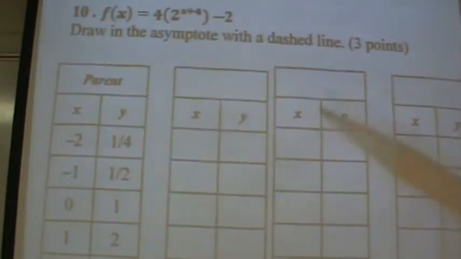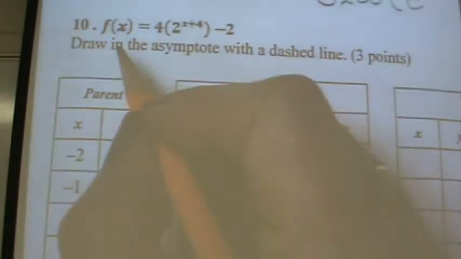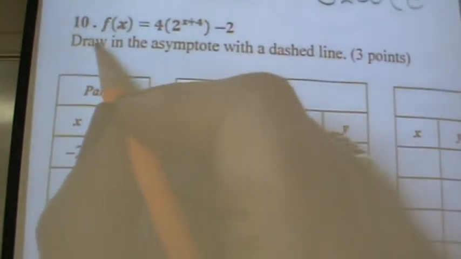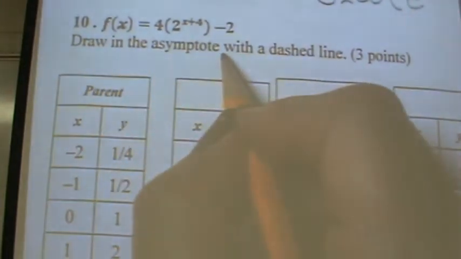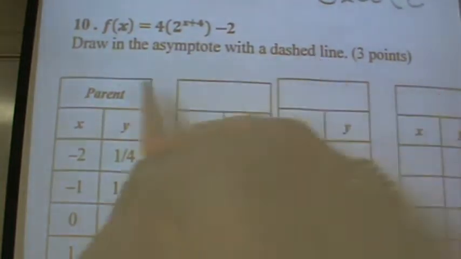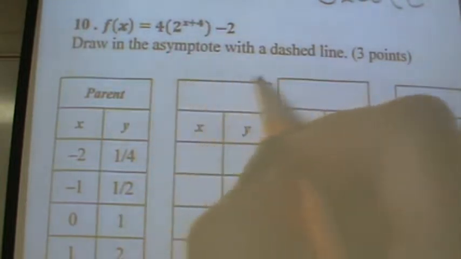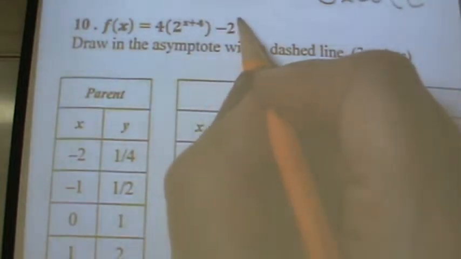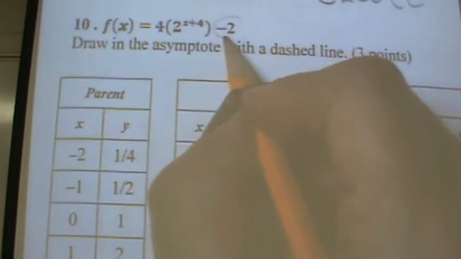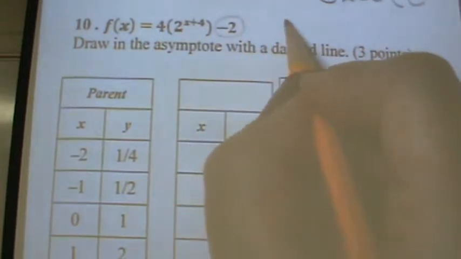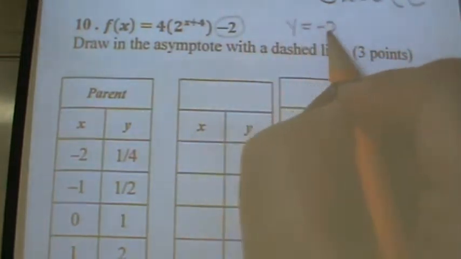Okay, number 10. Read what this says. Draw in the asymptotes with a dashed line. Look at your graph. Do you have asymptotes? Do you have a broken line? Where should the broken line be? y equals -2, that's your asymptote.